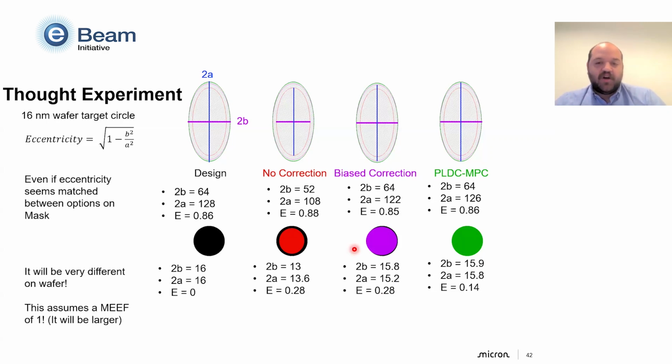This loss of margin is going to add up, especially at a higher MEF. This is done just assuming a MEF of 1. We know it's going to be larger for a densely packed contact array pattern. So again, this is just a thought experiment. This is not a wafer simulation. It's just taking the simulated ellipse and using the anamorphic stretch to see what the elliptical effects would be like on wafer.